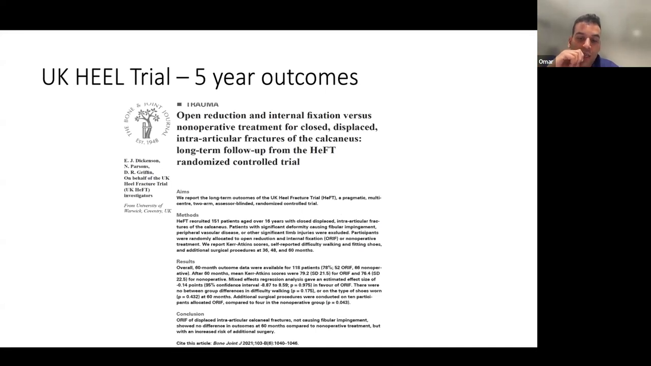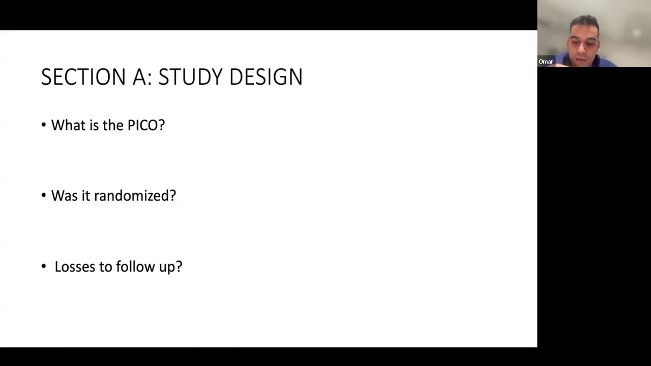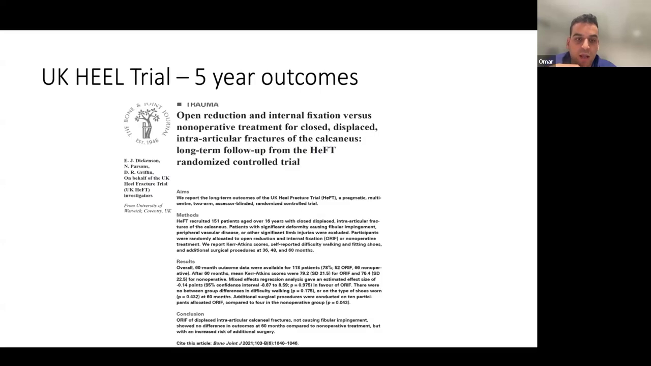I don't know if you guys can read that. Just a task for all of you: can you read that? And everything that we discussed about study design, I want you to use it in critiquing a paper. I want you to read this study. You've got 5 minutes, okay? And I want you to critique this abstract.